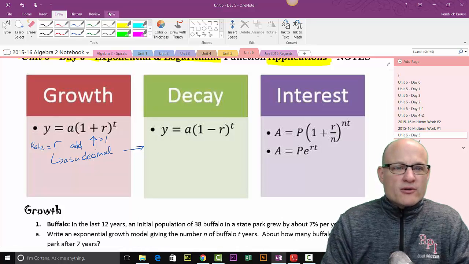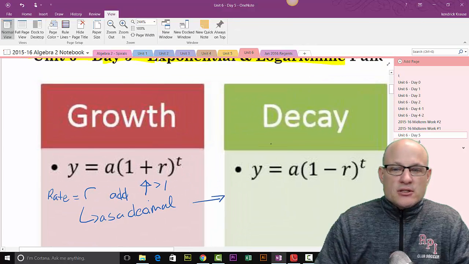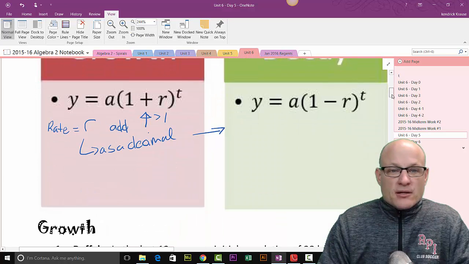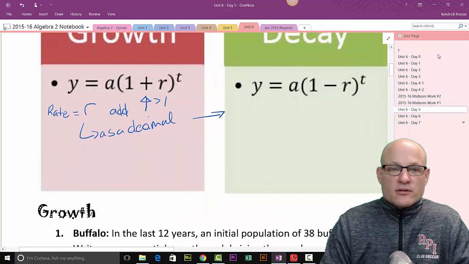I should probably blow this up so I can see it better. Maybe so you can see it better. All right, so I don't know why this is still here. Thought I'd get rid of that.